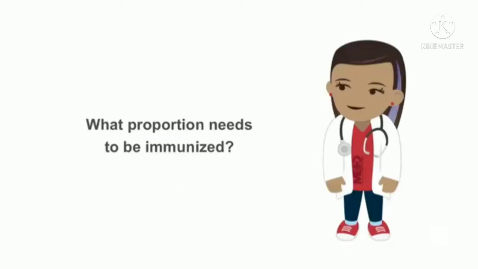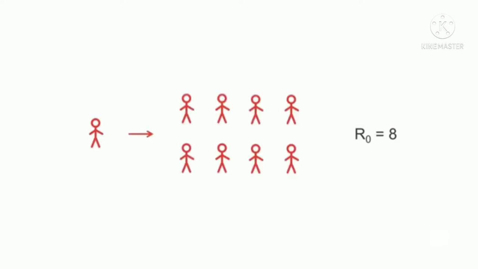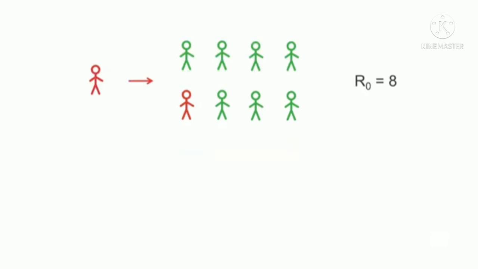So how do we know what proportion of the population needs to be immunized in order to reach herd immunity? Let's look at a disease with an R0 of 8, where one infected individual infects 8 others on average. What would need to happen for them to only be able to infect one other person? Well, we would need to immunize these 7 over here. So 7 divided by 8, or 7/8, is the herd immunity. It's calculated as (R0 minus 1) divided by R0.